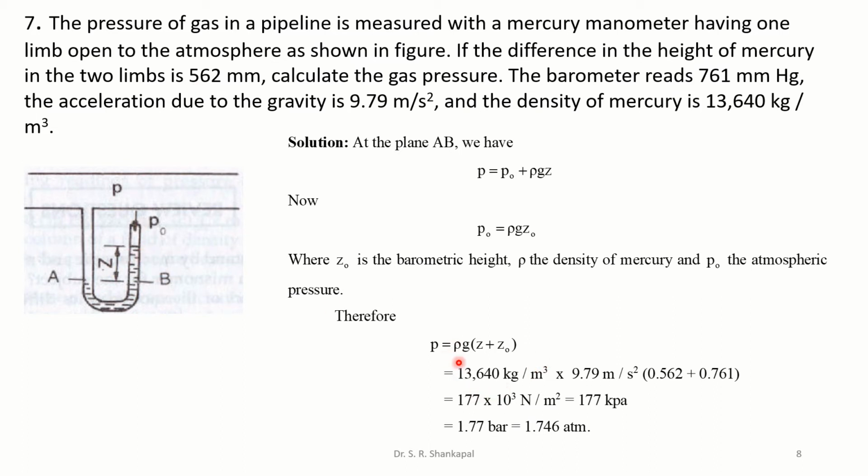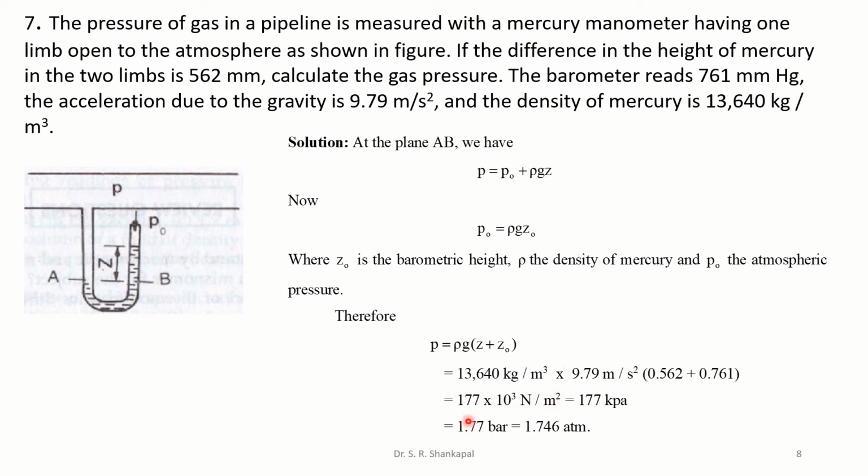So density of mercury is 13,640 kg per meter cube. g is 9.79 meter per second square. Z is 562 millimeters. So if I divide by 1000, then I will be getting meters. Similarly, the 761 if I divide by 1000, then I will get meters. Correct? Then this is kg per meter cube. This is meter per second square. This is meter. Then if I cancel all the units, I'll get Newton per meter square, nothing but Pascal.